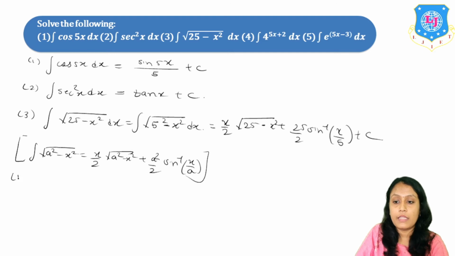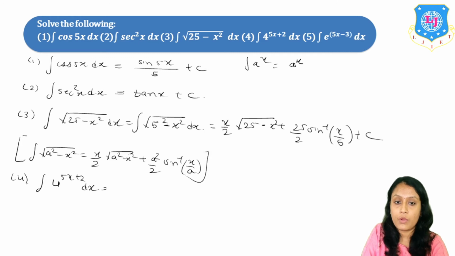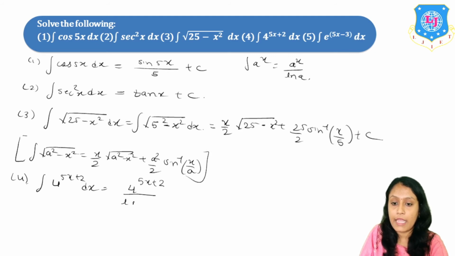Now next is integration 4 raised to 5x plus 2 dx. We have the formula of integration a raised to x, which is a raised to x upon ln a. So here we have a constant base, and we'll apply this formula. You will get 4 raised to 5x plus 2 upon ln 4. But now see the coefficient of x, that is 5, so divide it by 5. So here we have 1 upon 5, plus c.